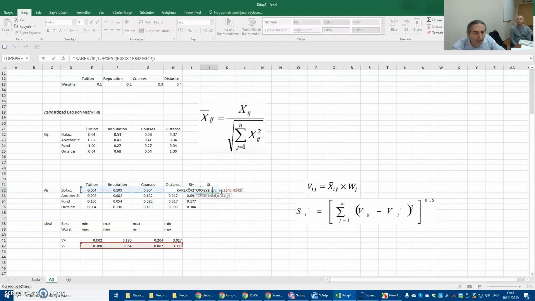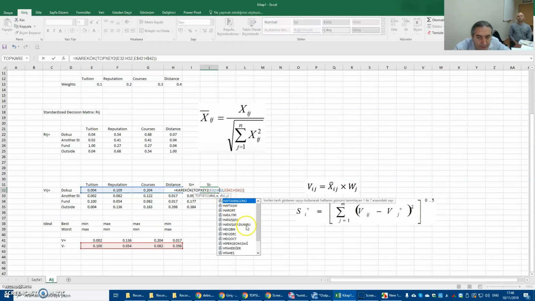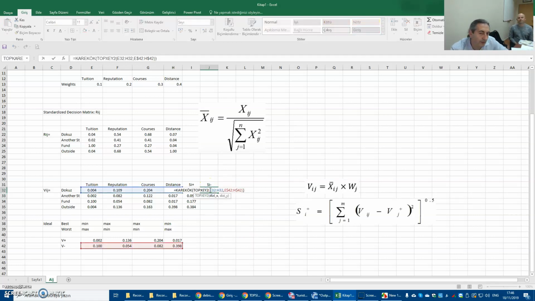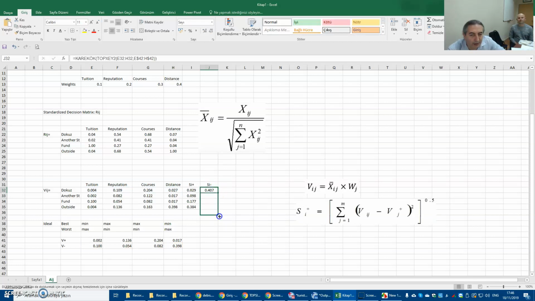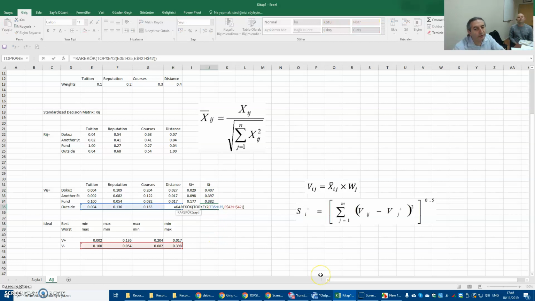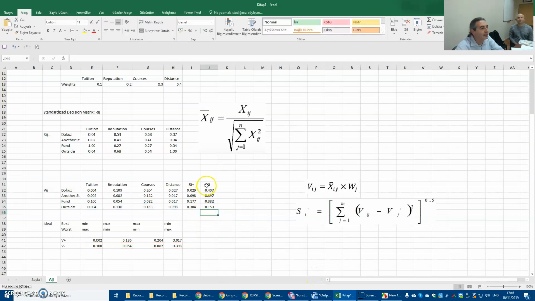Let me do it again. What's the point? So, first my second parenthesis. So what's wrong? A32 here to I32, it's wrong. H32. Let's check it, right, then copy down the formula and check the last one, it's working. So SI plus and SI minus values have been calculated now, so we can jump to the next step.